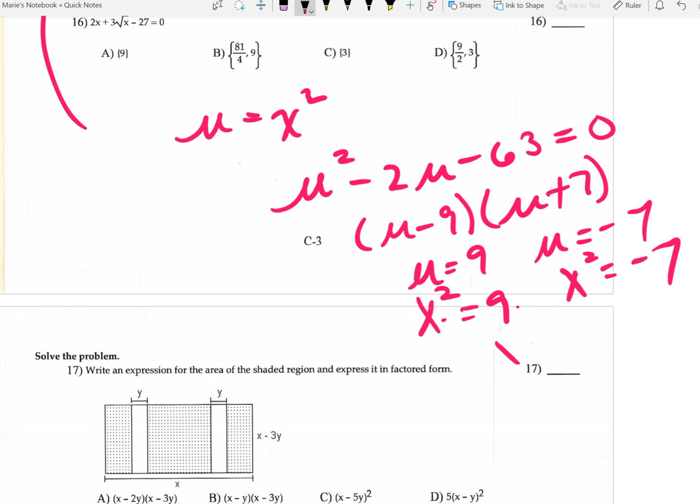Solve for x, you get x equals plus or minus the square root of 9, which is 3. So plus or minus 3. And x equals, again, the same thing, where you end up with plus or minus i square root of 7. So there's no real difference in them. Alright, and this is the third part completed.